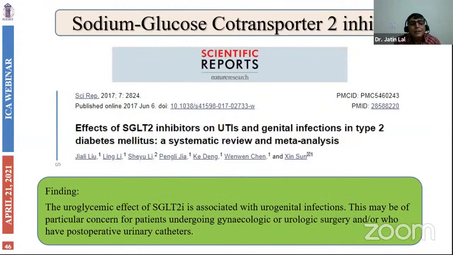However, there is a study published in 2017, effects of these inhibitors on UTIs and genital infections in type 2 diabetes mellitus, and it found that the glycosuric effect of these is associated with urogenital infections, and these may be of particular concern for patients undergoing gynecological or urological surgeries and who have post-operative urinary catheters.